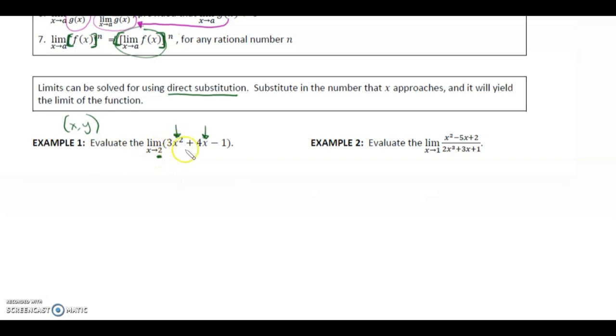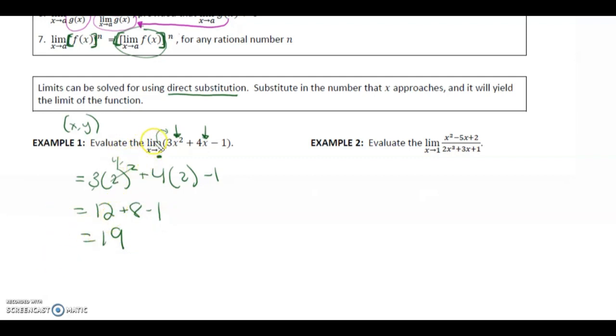So we have 3x squared plus 4x minus 1. As soon as we sub in the 2, we no longer have to write the limit. So we can write 3(2) squared plus 4(2) minus 1. This is 4, so this is 12 plus 8 minus 1. So this is 19. So the limit as x approaches 2 of this function is 19.